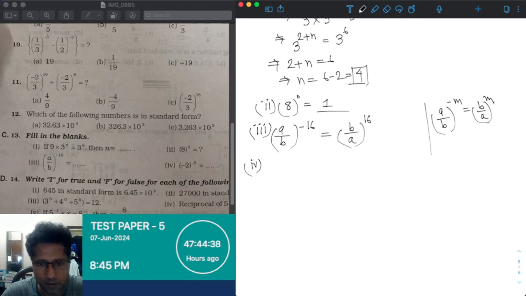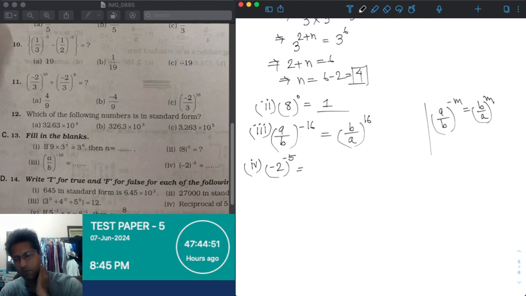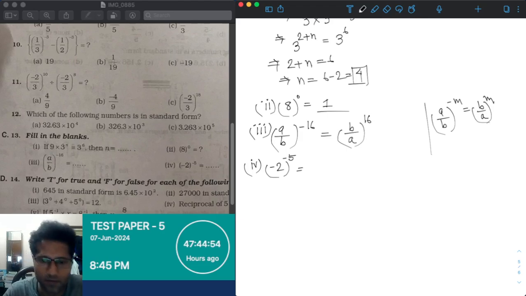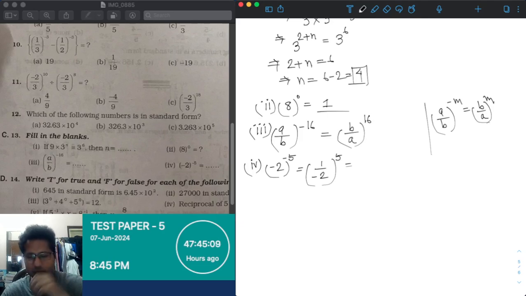Part 4 is minus 2 raised to the power minus 5. We have to find the value of this. Now we know that for any exponential number where the exponent is a negative integer, the base becomes its reciprocal. The reciprocal of the base will be 1 by minus 2, and the power is the numerical value, that is 5. Now the base is 1 by minus 2. We have to make it in standard form. The rational number 1 by minus 2 is not in standard form. We have to make the denominator positive.